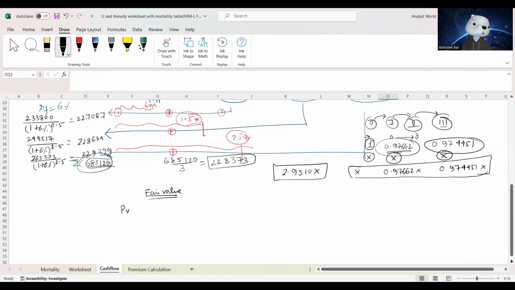So that means that the present value of claims outflow over the next 3 years must be equal to the present value of the premium being paid. Premium paid is all still X. It's a level paying premium. We are talking about a probability adjusted basis. Both of them are probability adjusted.